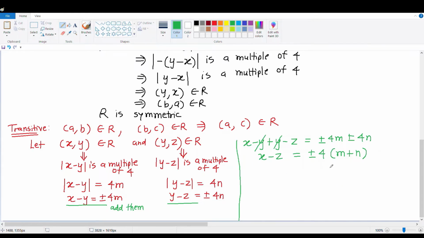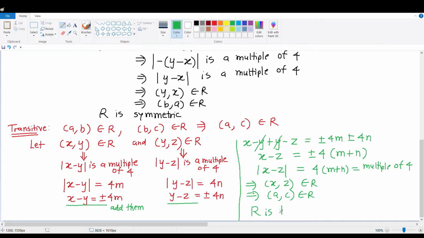So actually this is nothing but, I can show it like this as well: mod of x minus z is equal to 4 times m plus n. So it is nothing but a multiple of 4. Why? Because it is 4 times some constant. And as soon as I show that, this implies that x comma z belongs to R, and that means a comma c belongs to R. That's what it has to be for a transitive relation. So R is transitive.